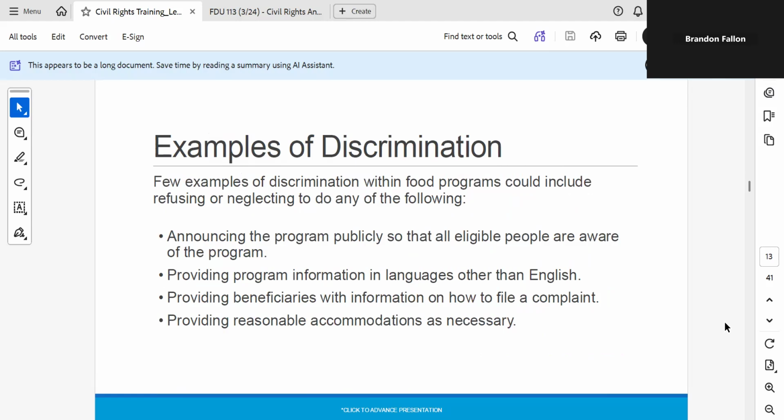Examples of discrimination. Few examples of discrimination with food programs could include refusing or neglecting to do any of the following: announcing the program publicly so that all eligible people are aware of the program, providing program information in languages other than English, providing beneficiaries with information on how to file a complaint, providing reasonable accommodations as necessary.